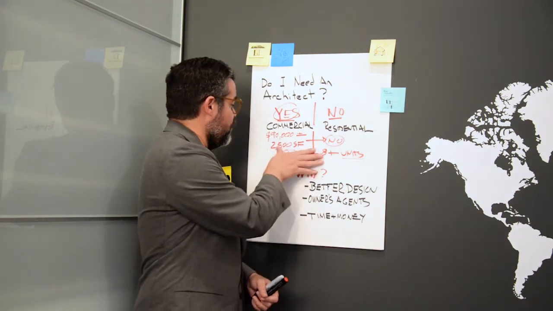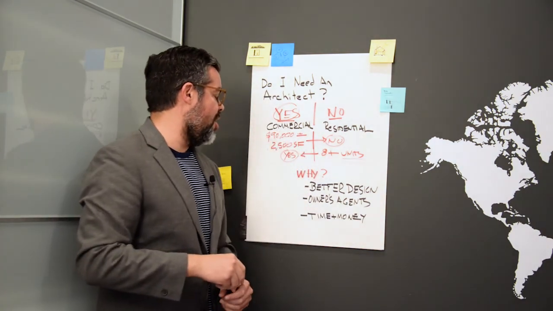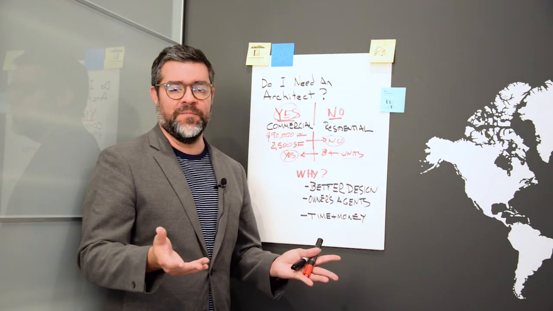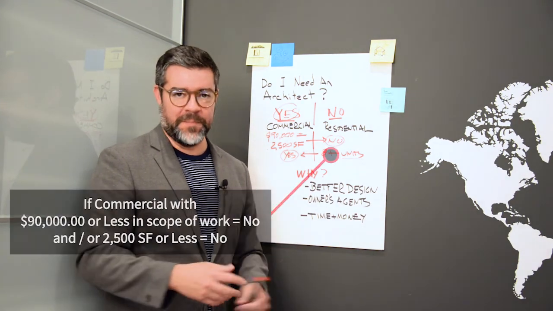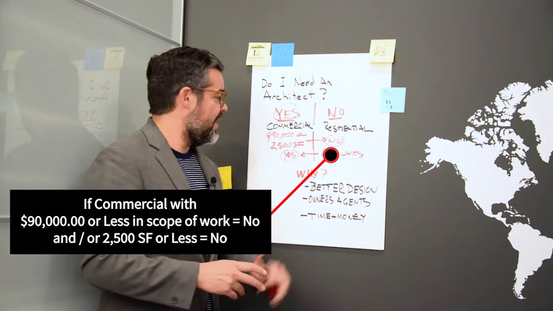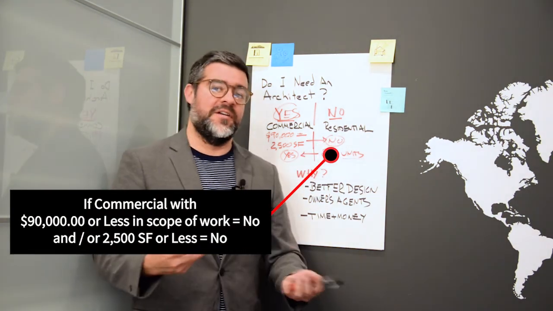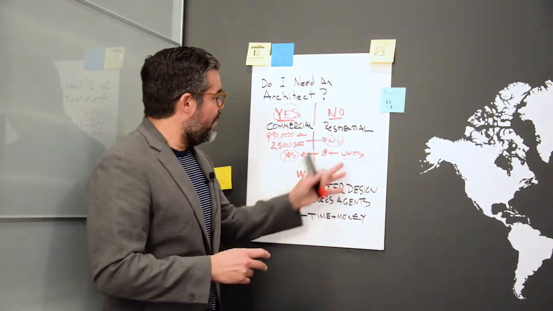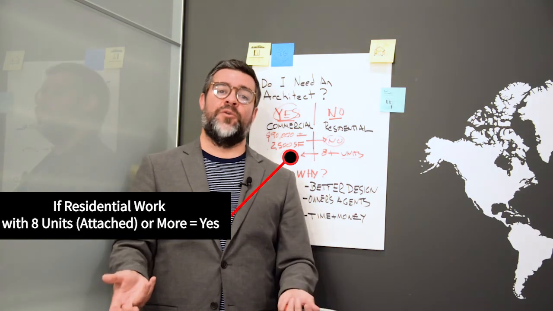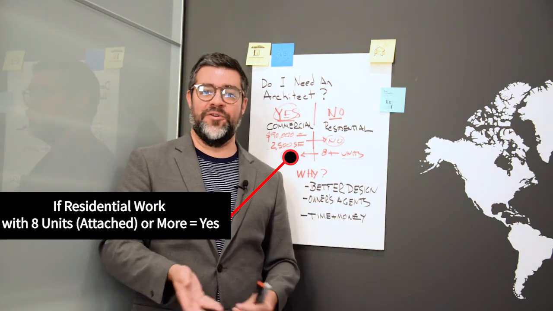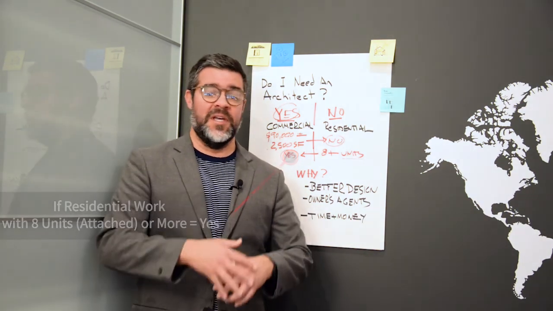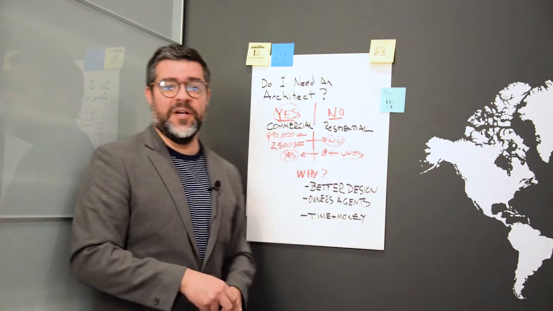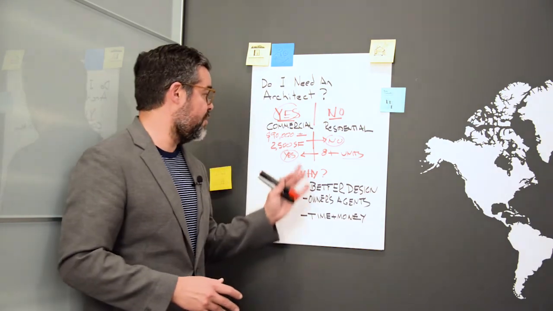However, if you have $90,000 or 2,500 square feet worth of scope of work, or a combination of the two, then you're not going to need an architect to be involved. Now, in residential, if you have 8 units or more, residential units, say a multifamily, a series of duplexes, etc., then you are going to need an architect to be involved and seal those drawings.